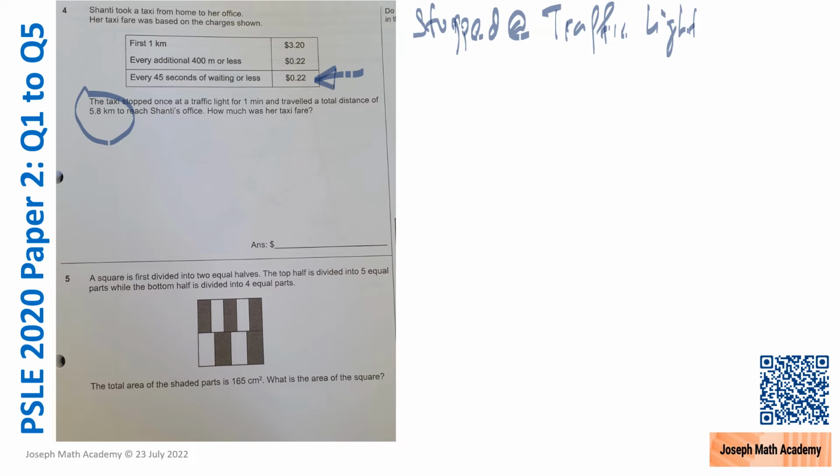right? Stopping or waiting for every 45 seconds or less, we have to pay 22 cents. Now, Shanti's taxi stopped for a minute. A minute is the same as 60 seconds. Now, 60 seconds is already more than the 45 seconds here.